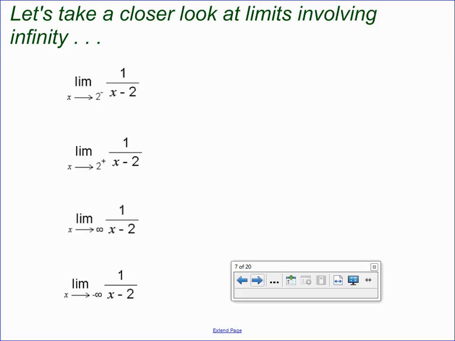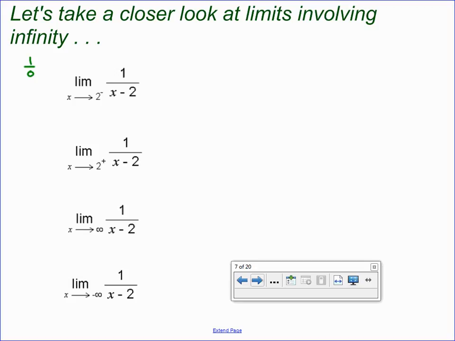Consider the limit as x approaches 2 from the left-hand side. Okay, so we're going to try not to do this graphically. We're going to try to do this analytically. As x approaches 2 from the left-hand side, direct substitution would yield 1 over 2 minus 2, which is 1 over 0.